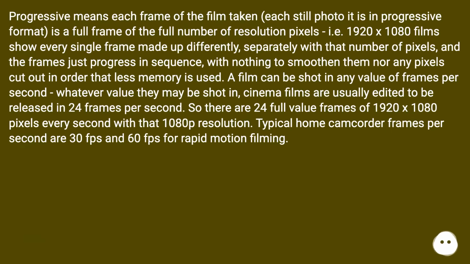Progressive means each frame of the film taken, each still photo, is a full frame of the full number of resolution pixels, i.e. 1920 by 1080. The frames just progress in sequence, with nothing to smooth them nor any pixels cut out so that less memory is used. A film can be shot at any number of frames per second. Cinema films are usually edited to be released at 24 frames per second, so there are 24 full frames of 1920 by 1080 pixels every second with 1080p resolution. Typical home camcorder rates are 30 frames per second, and 60 fps for rapid motion filming.